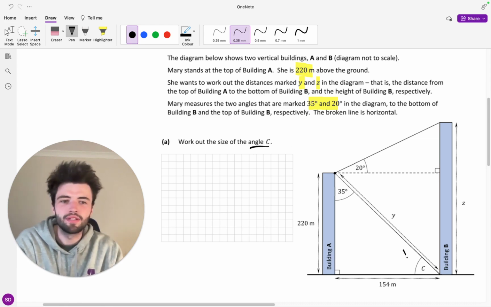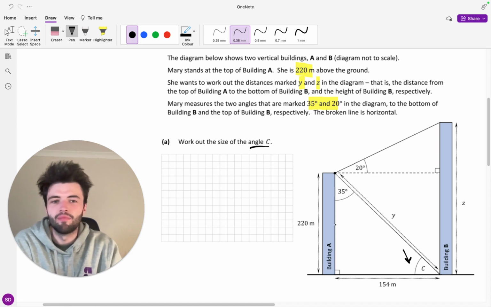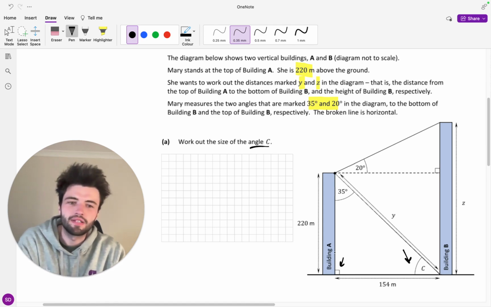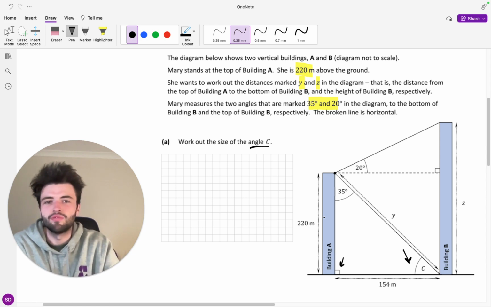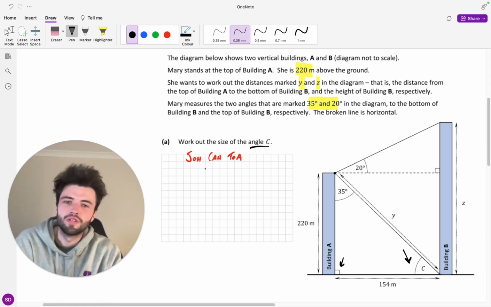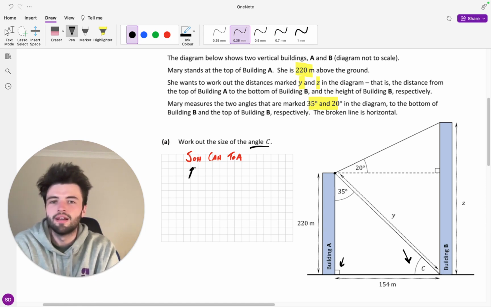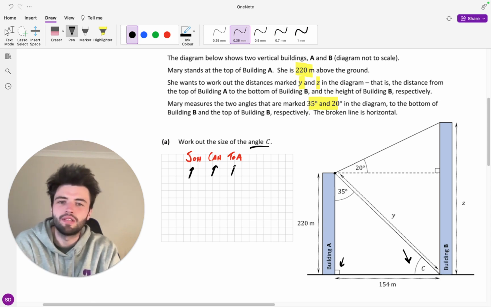So the angle C we can see in here, and we know that buildings tend to be vertical, so we can assume, and we're actually told as well, that this angle is 90 degrees here, and so this is going to be a case of using SOH-CAH-TOA. SOH-CAH-TOA is just a made-up word that is a combination of sine being the opposite over the hypotenuse, cos being the adjacent over the hypotenuse, and tan being the opposite over the adjacent.